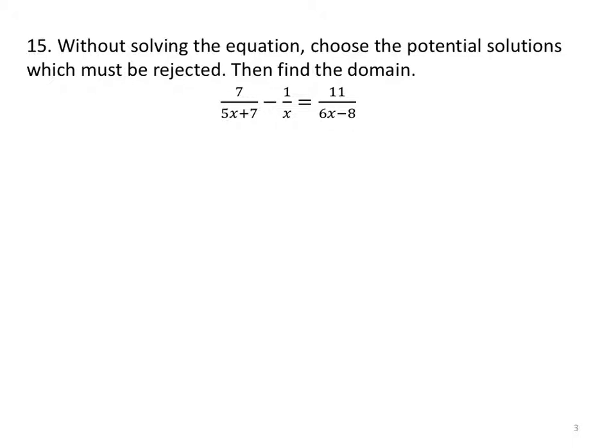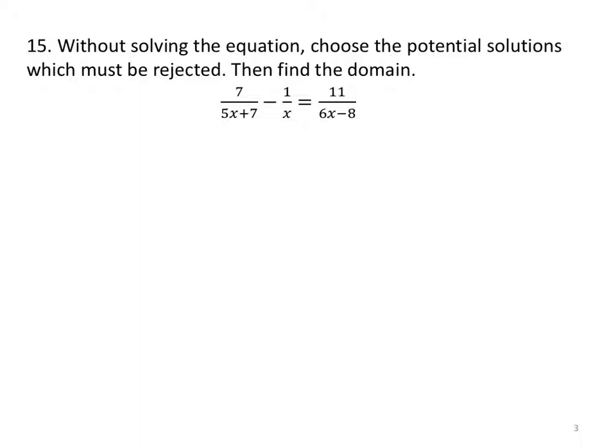Now remember, we need to read the instructions, and in this case the instructions state that we should not solve the equation. So without solving the equation, we are to choose what solutions cannot be used, so whichever ones we must reject, and then we are to find the domain. So the ones we are to reject are the ones that make anything equal to 0 on the bottom.